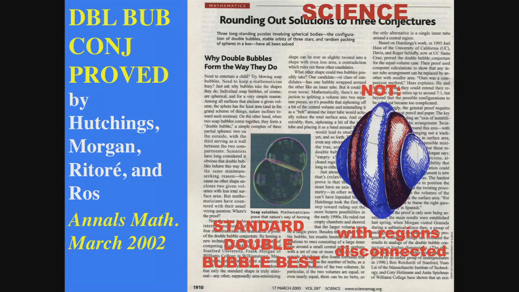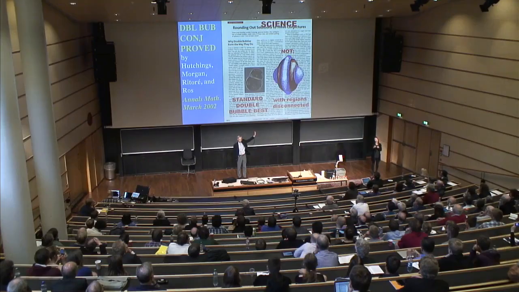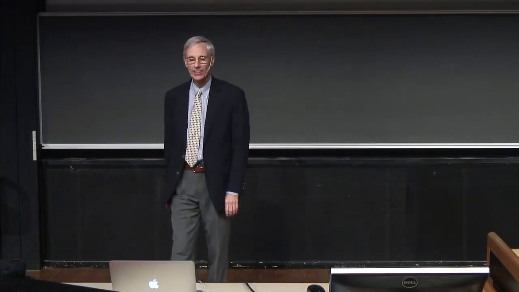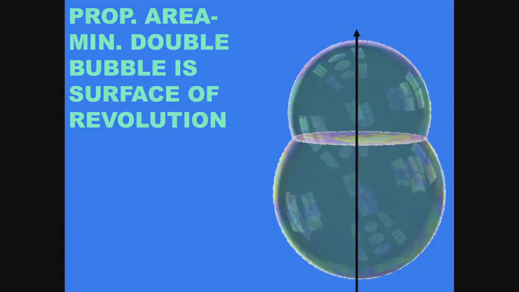One of my co-authors, Michael Hutchings, was a former undergraduate research student, and the other two were collaborators from the world center for studying these problems, Ritoré and Ross from the University of Granada in Spain, showing that the standard double bubble beats all of these crazy alternatives. And I just want to show you one little lemma in the proof where everything got started, which is, of course, a symmetry argument, which is at the beginning of many geometric proofs.